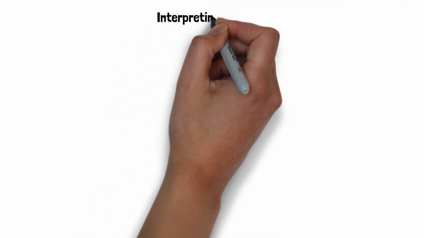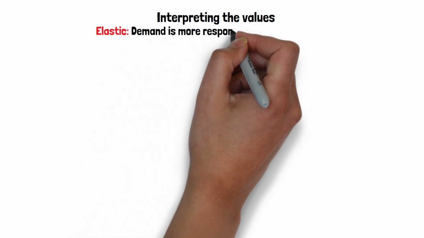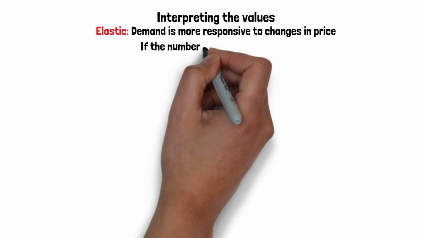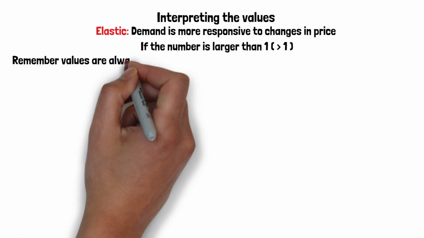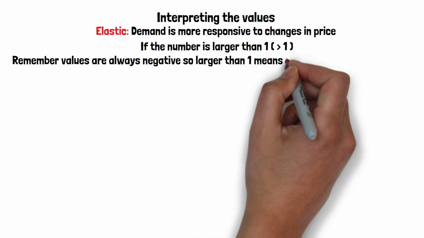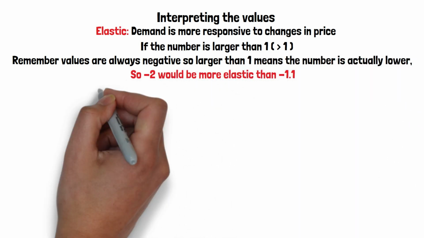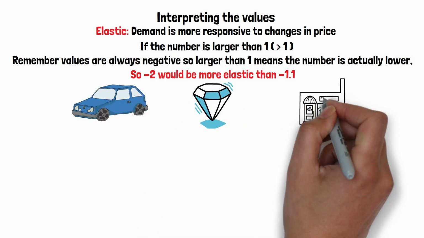Now we can calculate PED values, it's time we understand how to interpret them, starting with elastic demand. This is when demand is more responsive to changes in price, and we can tell a demand is elastic if the PED value is larger than 1. However, remember, values are always negative, so larger than 1 means the number is actually lower. So negative 2 would be more elastic than negative 1.1. Examples of goods with elastic PEDs are cars, jewellery, and designer clothes.